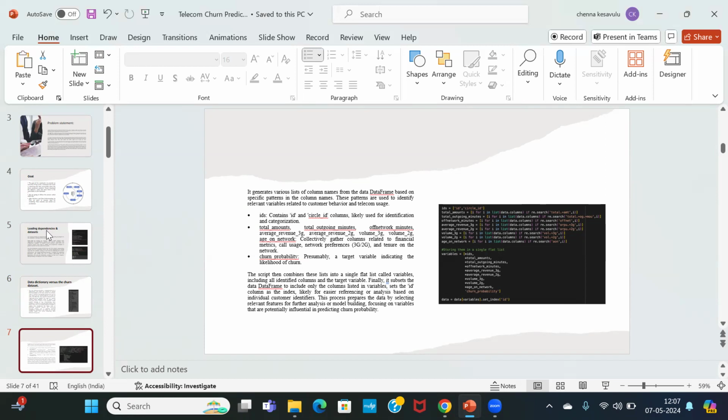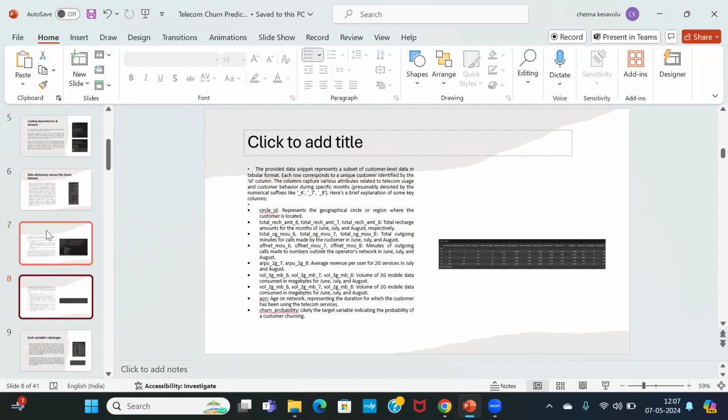The IDs, total recharge amounts, total outgoing minutes, and the churn probability, the target variable, indicate churn. The script then combines the lists into a single flat list called variables, including all columns and the target variable. Finally, it subsets the data frame to include the column list, variables, IDs, index, etc. This process prepares the data by selecting relevant features for further analysis.